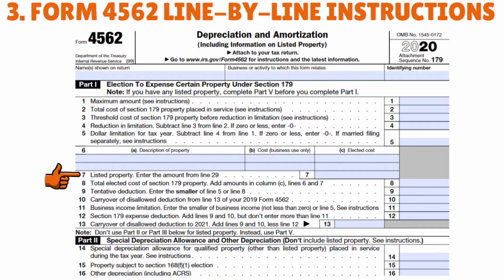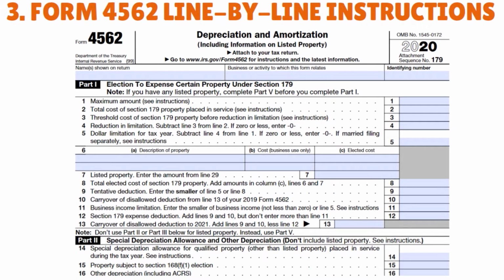Line 7, you have listed property, right? So this is where you need to enter the amount from line 29. Line 8, this is the total elected cost of section 179 property, and you get this amount by adding lines 6 and 7. And line 9, you have the tentative deduction, so you need to enter the smaller of line 5 or line 8. And line 10 is a carryover of disallowed deduction from line 13 of your previous tax year's Form 4562.